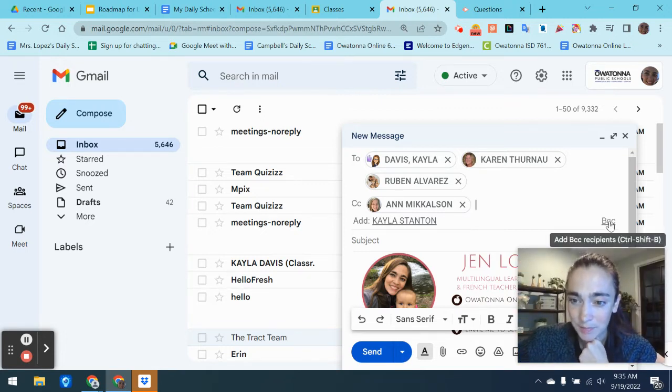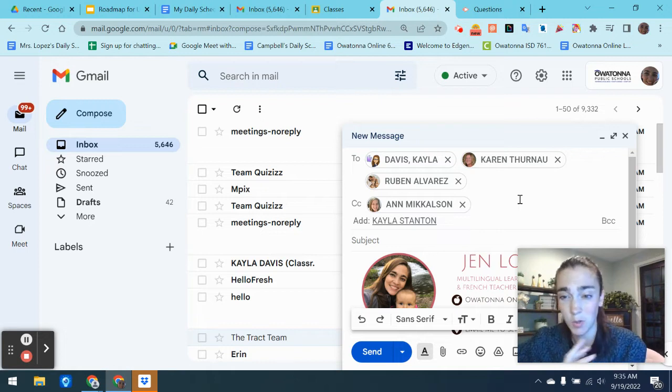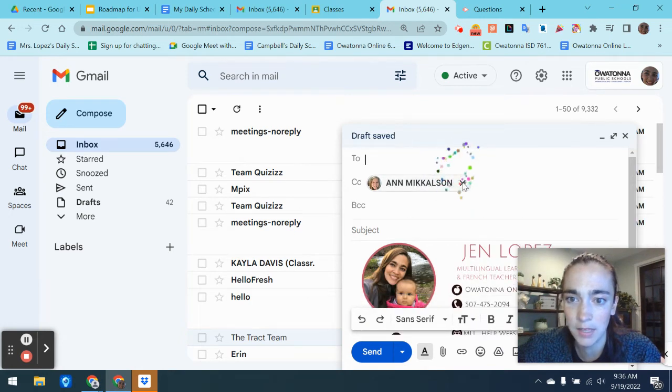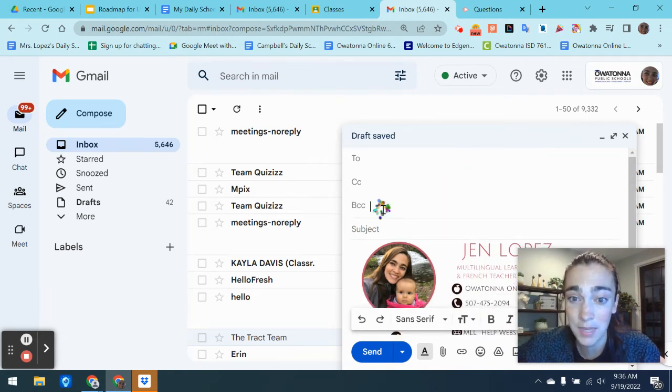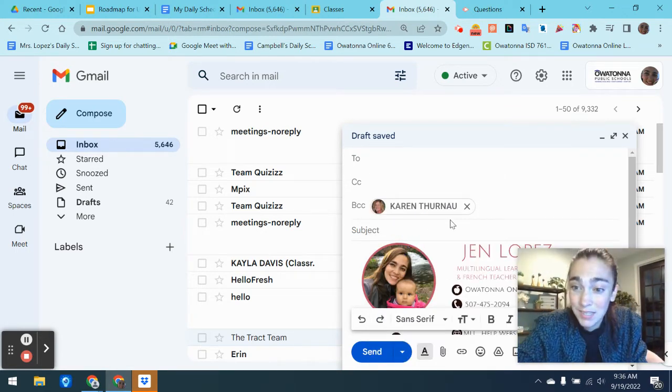BCC is really important when you don't necessarily want all of the people you're sending it to to know who else is also getting the email. BCC is probably a really good idea if you're sending your email to a lot of people and you want their identity to be kept private. So if I click on BCC, I could have gotten rid of all of the names right here and kept that blank. And then with BCC, I would blind carbon copy all of the same people. So BCC means blind carbon copy.